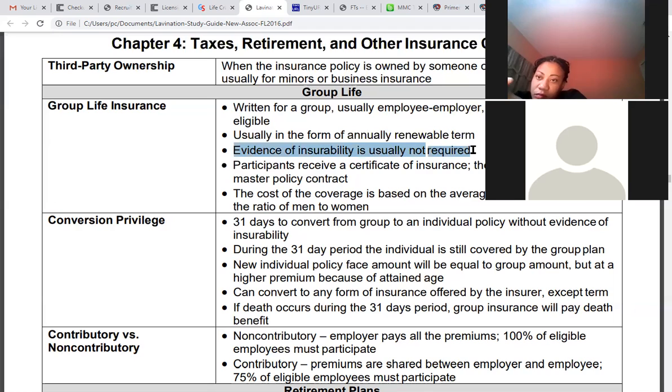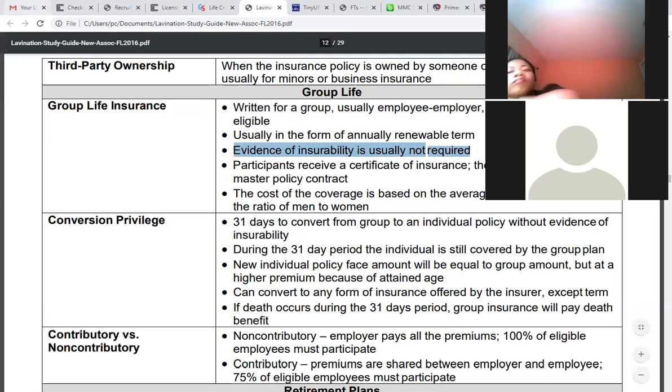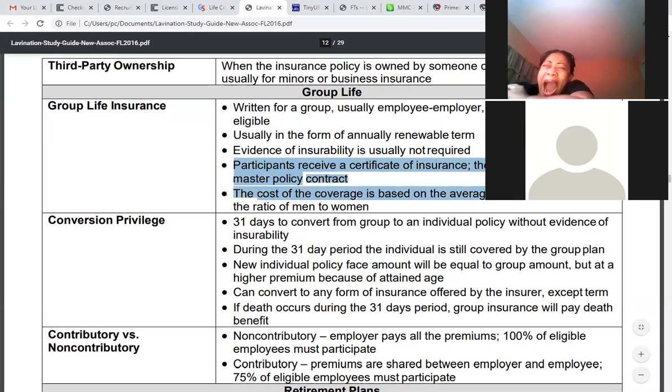Okay. All right. Evidence of insurability is not required. Of course not, it's group insurance. So they don't have to prove that they're in good health. Even if the people in that group have HIV or cancer, it doesn't matter. They still can be in the group. Participants receive a certificate of insurance. I explained that. But the plan sponsor, whoever sponsored the plan, receives the master contract, which is the master policy.